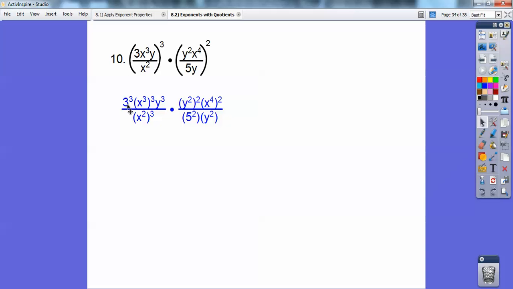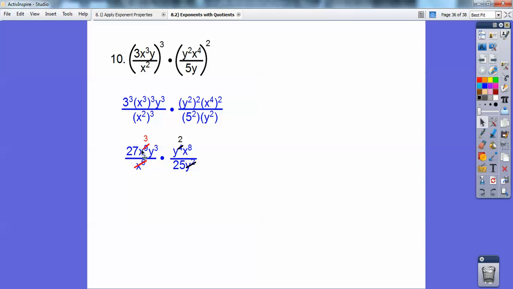This is going to be 27, x to the ninth, because I multiply those, y cubed. Okay, over x to the 6th, because I multiply those, y to the 4th, x to the 8th, 25, y squared. I think that's what I have in the next one. Yep, and then go ahead and start canceling, you guys. I see those x to the 6's. There's 6 x's downstairs. Going to take 6 of the 9 upstairs because I subtract them. So I have 3 left. Over here I have y squared downstairs. Going to take away 2 of the 4 upstairs. So there's 2 left. So I have 27.